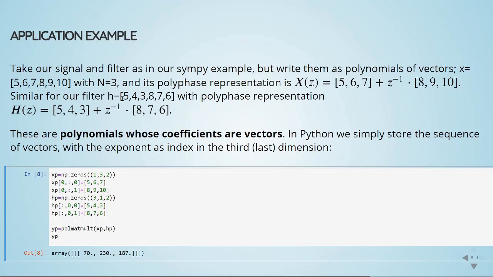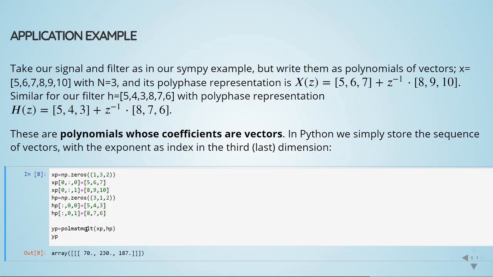Similar for our filter, we have this impulse response, and then the polyphase representation will be [5, 4, 3] plus z to the power of minus 1 [8, 7, 6]. So these are polynomials whose coefficients are vectors. In Python, we simply store the sequence of vectors with the exponent as index in the third dimension. So this is what we are doing here. The exponents are on the third dimension, 0 for z to the power of 0, and 1 for z to the power of minus 1.